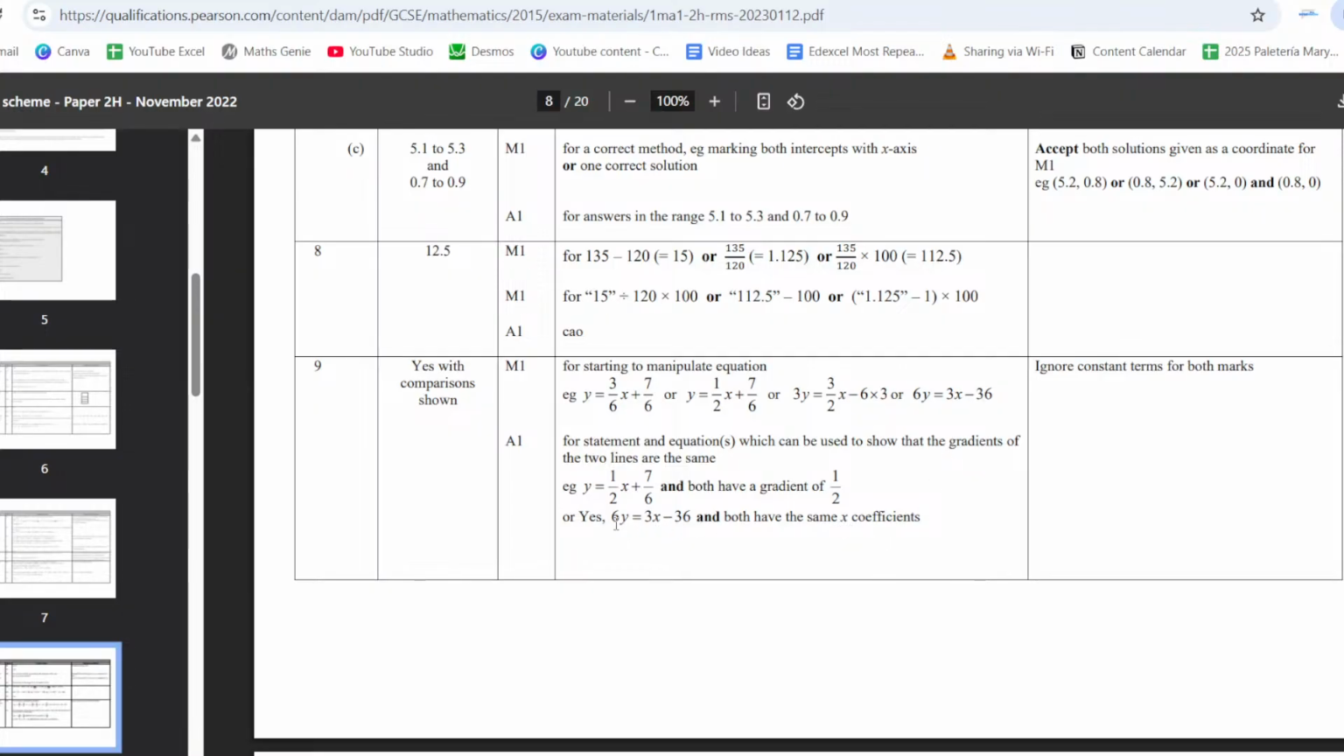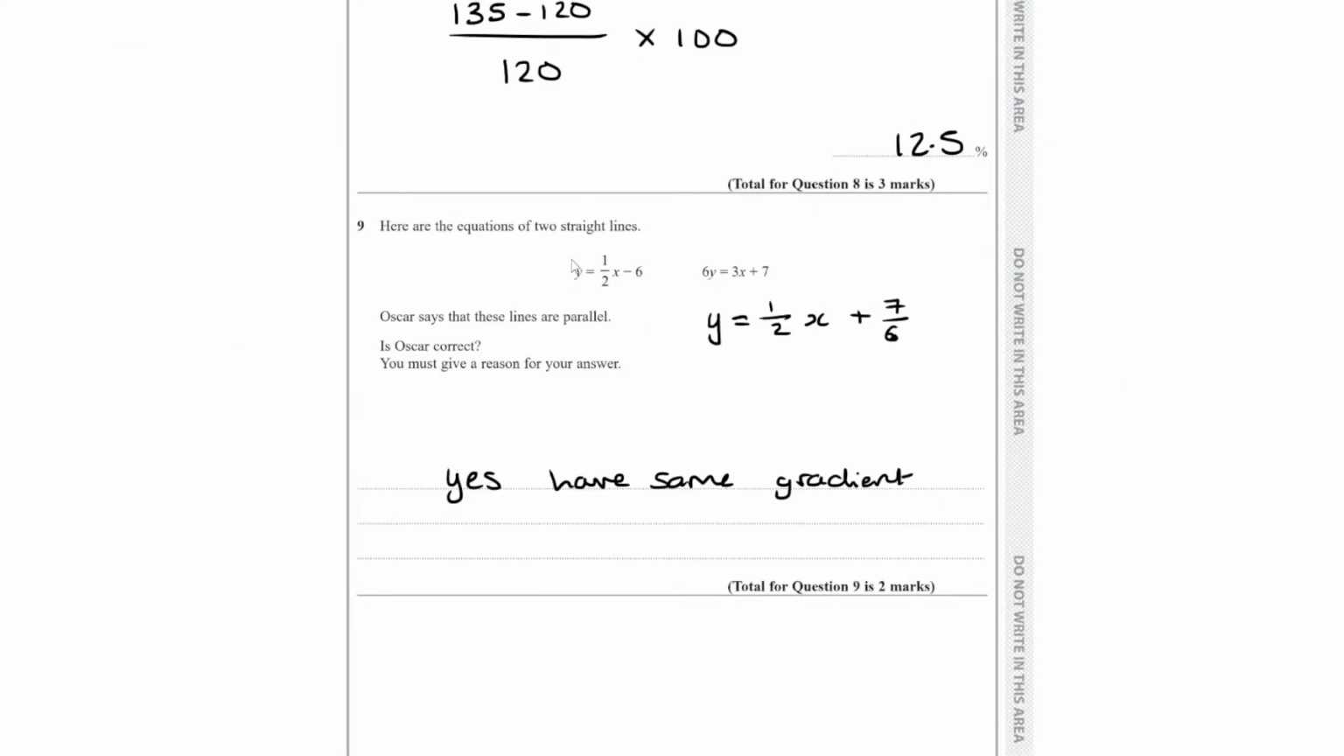They've also said here you could have technically multiplied the other one, the left-hand equation, by 6 to show that they have the same coefficient, but I don't know, I wouldn't think to do that myself, personally.